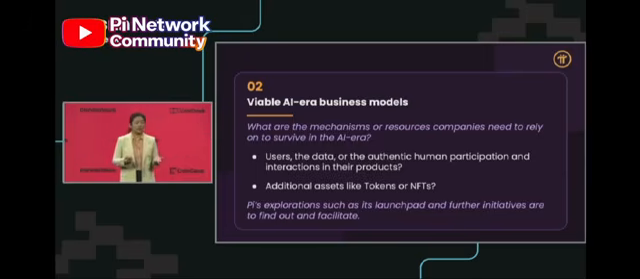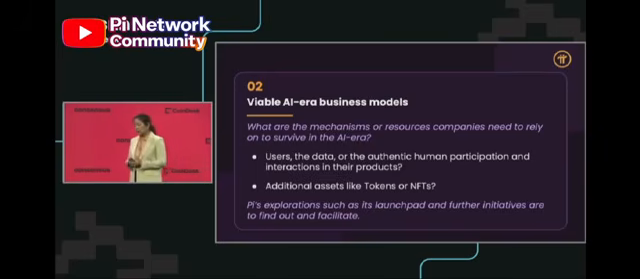Is it the users, the data, the network effect? Is it the authentic human participation or the interactions in their products? Or is it the additional assets like tokens or NFTs that help provide them resilience and cushions at a time of difficulty for them to readjust, to overcome the challenge? These are the big questions we need to explore.